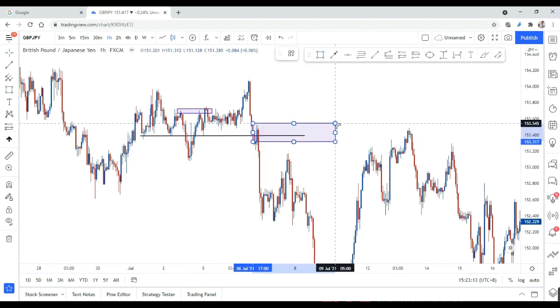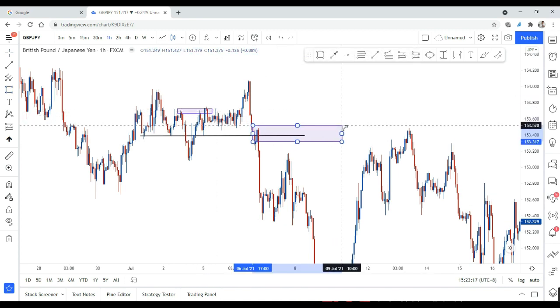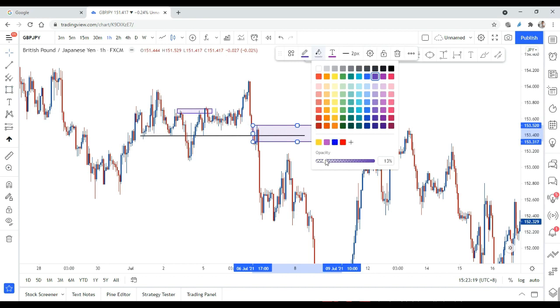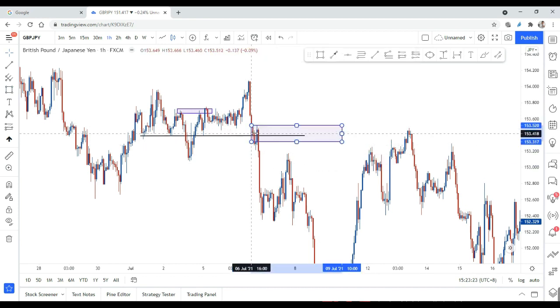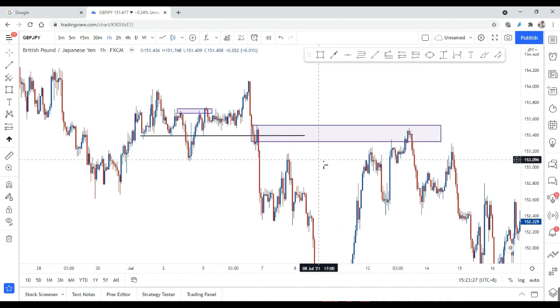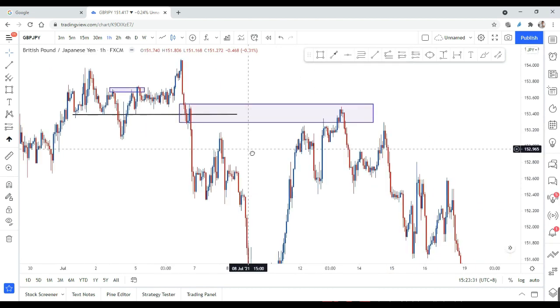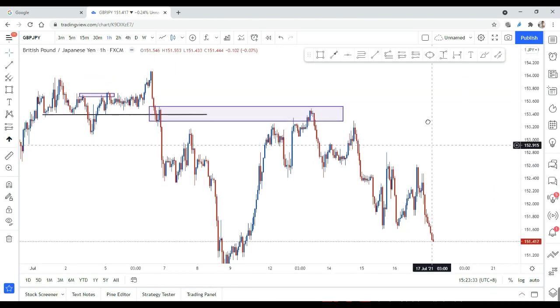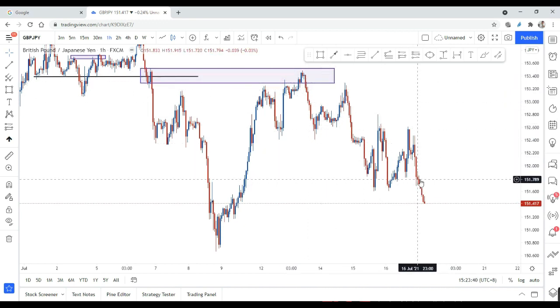First of all, this is a 1 hour chart. I'm going to make the line. So what you can do is trade it as it is. It's not wrong, you can trade it as it is. The price came into this area again and then dropped. You will have a very nice risk reward ratio.